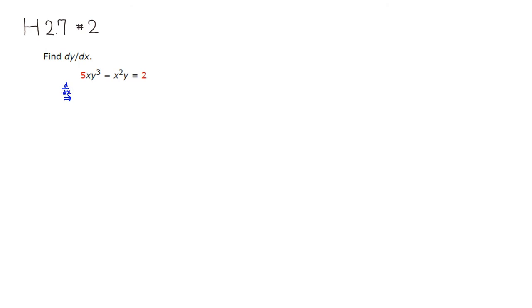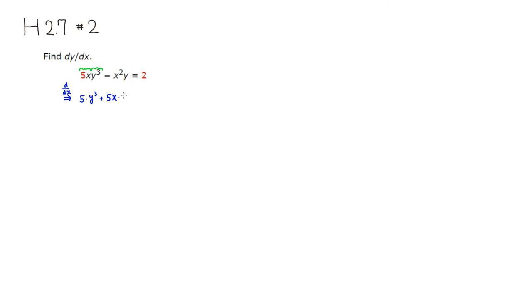We have two things multiplied together. I'm going to group 5x and y cubed, so we're going to use the product rule to take the derivative. The derivative of 5x is just 5, then multiply by the second guy, y cubed, plus the first guy, 5x, then we take the derivative of y cubed with respect to x.